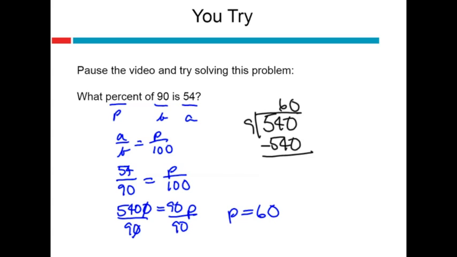That means that 60% of 90 will give us 54.